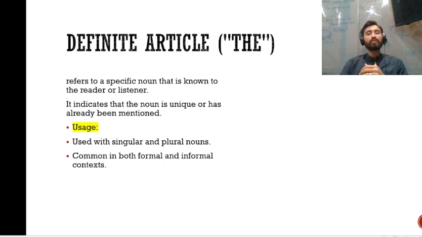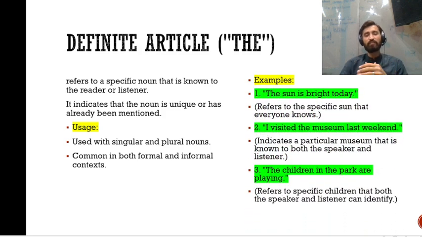Now, where do we use it? We use it with singular or plural nouns. We can use it with both of them. It is common in both formal and informal contexts. Now, here are some examples. The sun is bright today. Now, why am I placing the with sun? Because it refers to the specific sun that everyone knows. Clear? So, with a specific entity, thing or person, we use the.